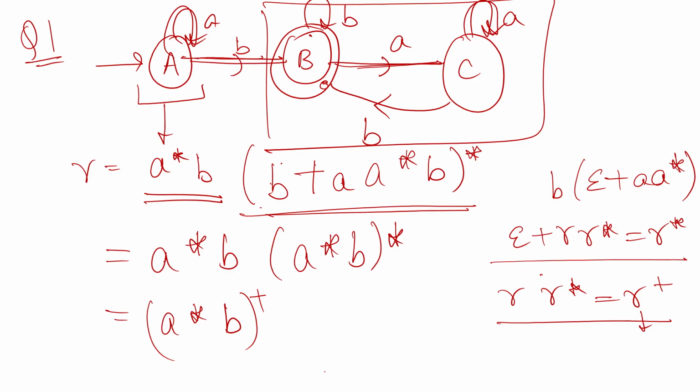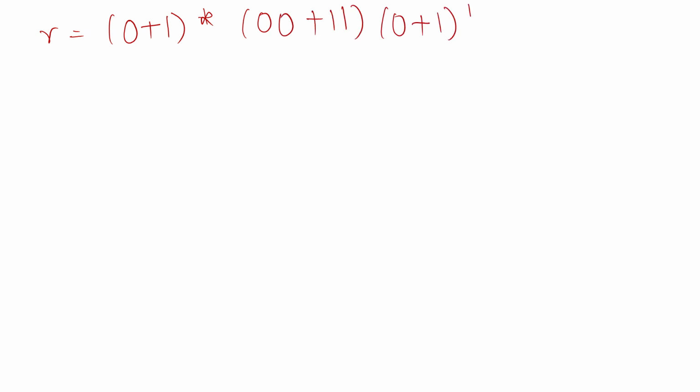Now, our final question for today's lecture will be a little tricky. So R is equal to (0 + 1)* 00 + 11 (0 + 1)*. That means it can accept either 0 or 1 or an empty string, but here it should have two zeros or two ones to get to the final state. This is important because this does not have a Kleene closure.